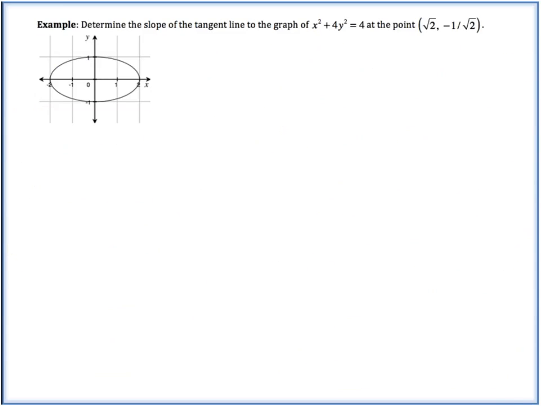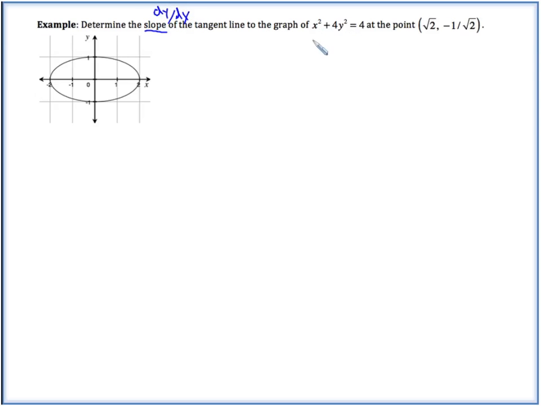All right, in our next example, we're asked to determine the slope of the tangent line to the graph of x squared plus 4y squared equals 4 at this point, square root of 2, negative 1 over root 2. So if we're looking for slope, we want to remember that slope is the same thing as the derivative. So this is the same thing as our dy over dx. So it's exactly what we've been finding.